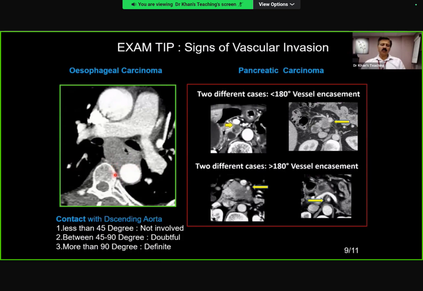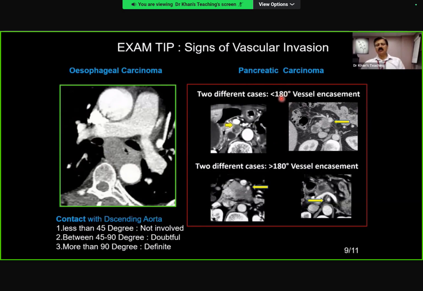Another sign which is given in the literature is that if you see soft tissue of the tumor in between the aorta and the spine, again you call it. So this case is aortic involvement. When we learn pancreatic carcinoma, I will teach you when we reach that point, but please remember that discriminator.